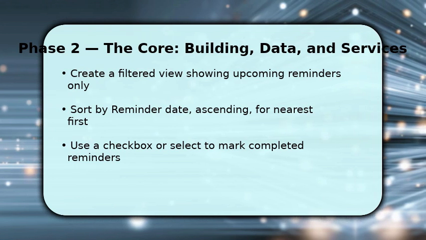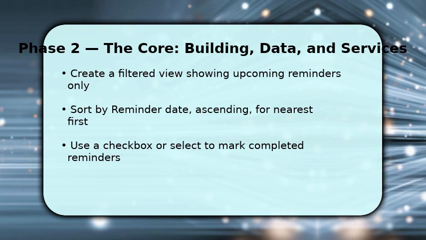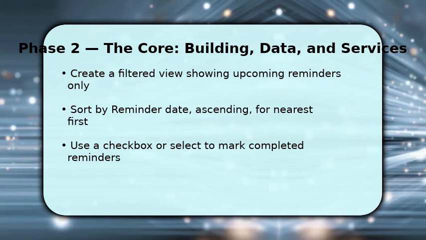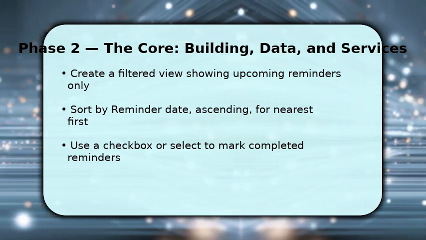Once done, add a simple status property like a checkbox or select for completed versus pending. This lets you hide done items and prevents duplicate notifications. Make sure to test the filter with sample dates so the logic behaves as expected.